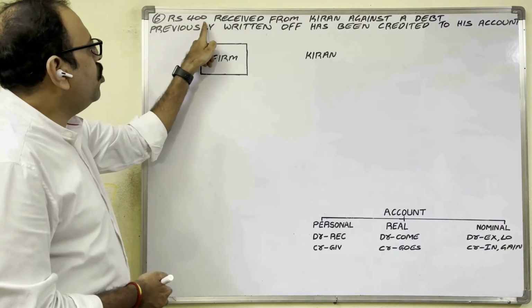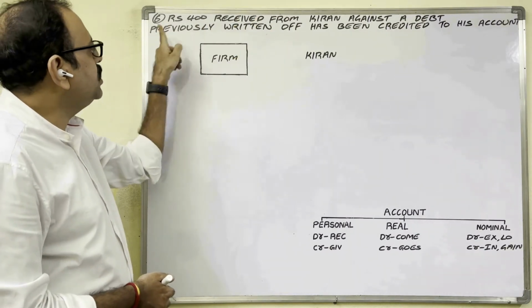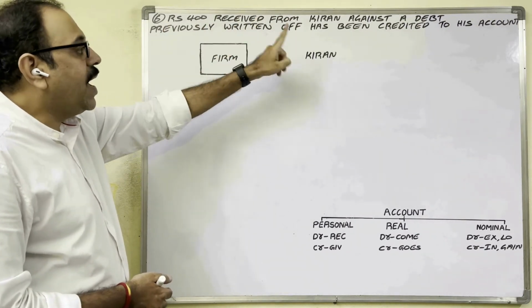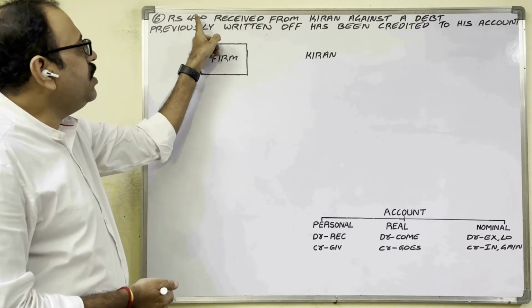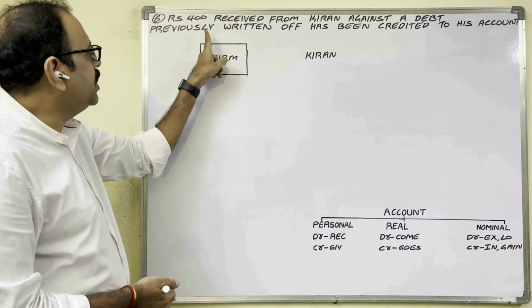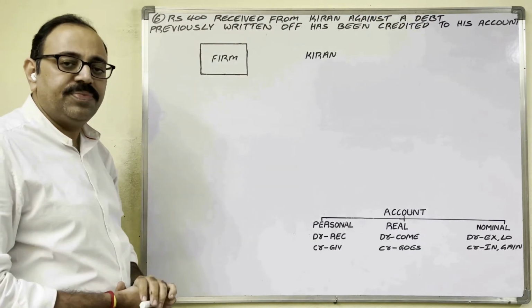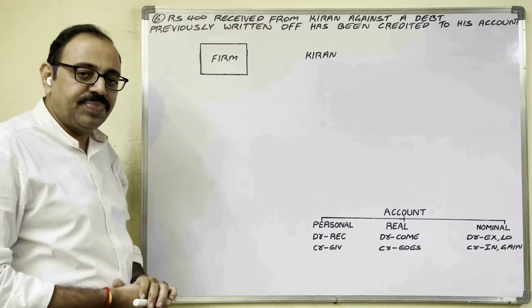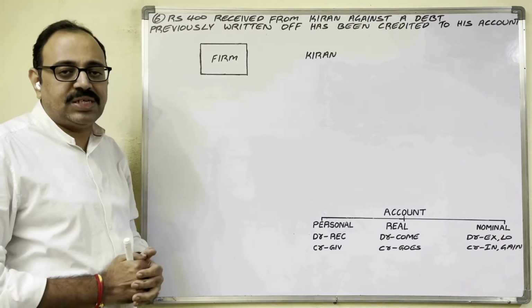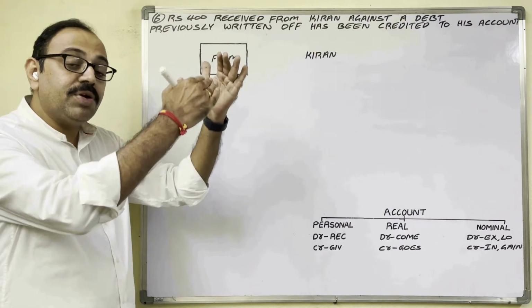Sixth one, 400 received from Kiran against a debt previously written off has been credited to his account. The transaction is 400 received from Kiran against a debt previously written off. First, what is the journal entry for this transaction? Let us see. To understand the journal entry for this transaction, we should see from the starting.